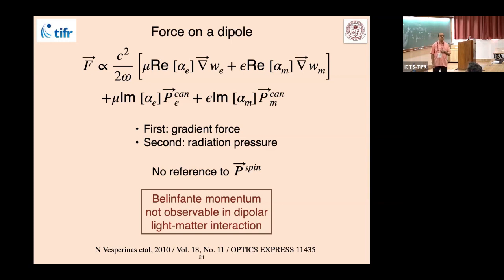It is an elusive quantity. In order to retain the mathematical structure, the mathematical integrity, you need to assume that this is bound to exist, but at the same time you can't measure it. So he used to call it, all through his paper, this Belinfante momentum, an elusive quantity. Okay, not observable in dipolar light-matter interaction. So that is the consequence.